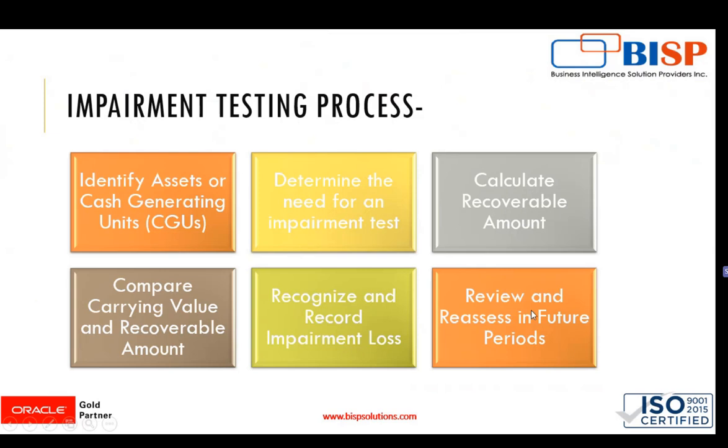Then we will be reviewing and reassessing in future periods, which means in subsequent reporting periods, assessing if there are any changes in circumstances that could reduce or eliminate the impairment loss, potentially allowing for a reversal, which excludes goodwill. Any reversal cannot exceed the original carrying amount prior to impairment.